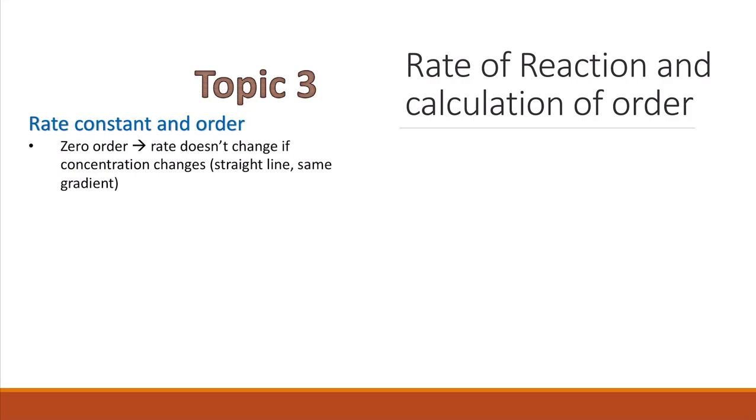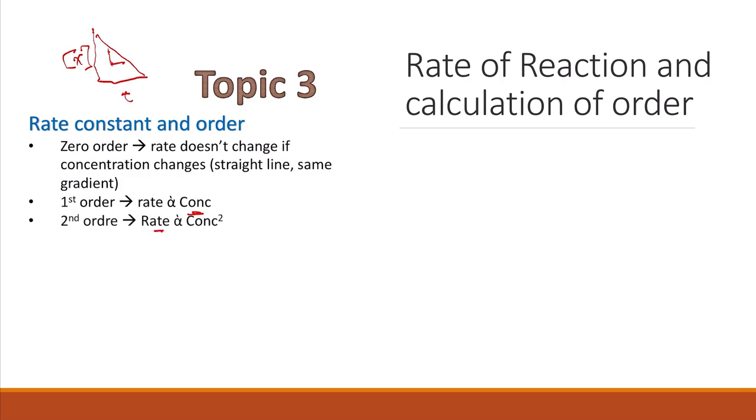So you're going to have a straight line for the concentration of the reactant versus the time, because the gradient is going to be the same. Whatever the concentration of the reactant changes to, the rate will always stay the same. So this is zero order. For first order, you're going to find that the rate is directly proportional to the concentration. And second order means that the rate is directly proportional to the square of the concentration of that particular reactant.